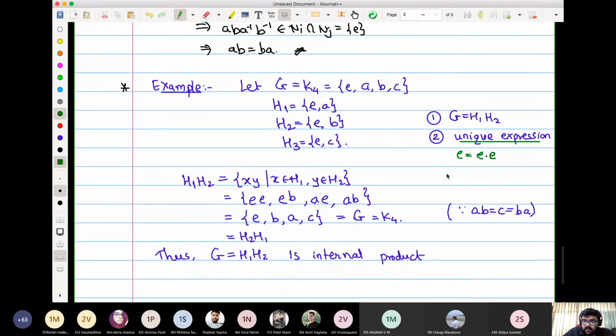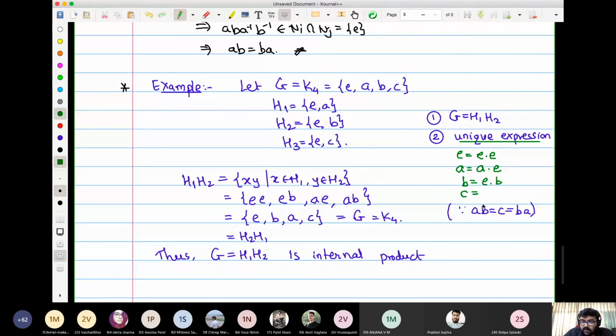E times E. Then what about A as an element of H1 and H2? A, there is only one way. I can write A from H1, E from H2. What about B? B also has one way. E into B, not B into E. The first element is coming from H1, so E into B.